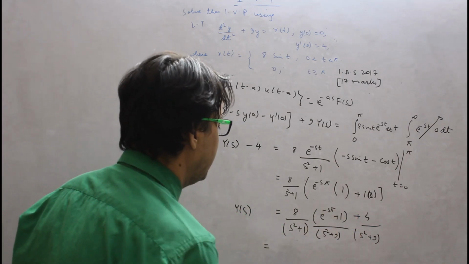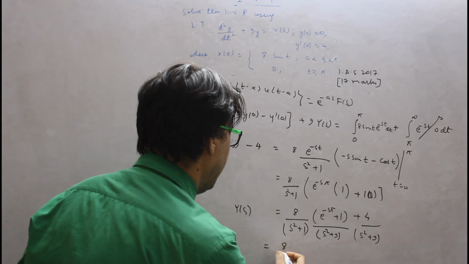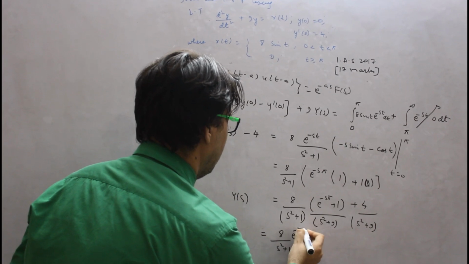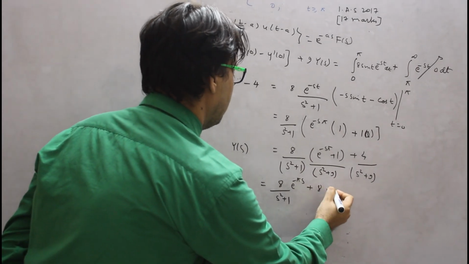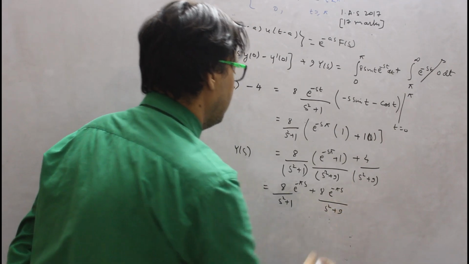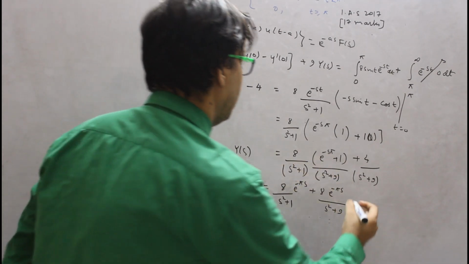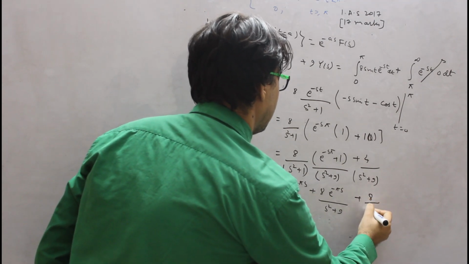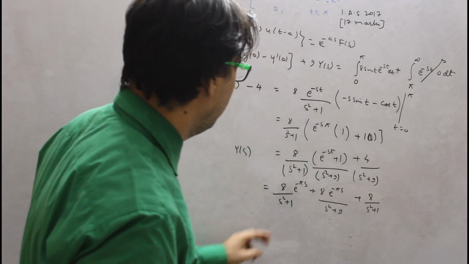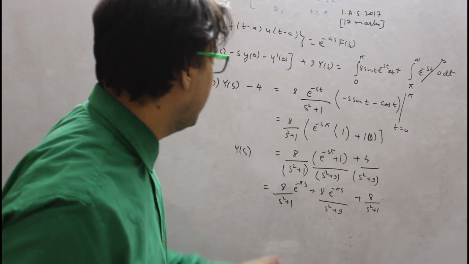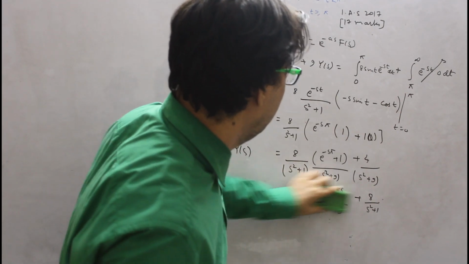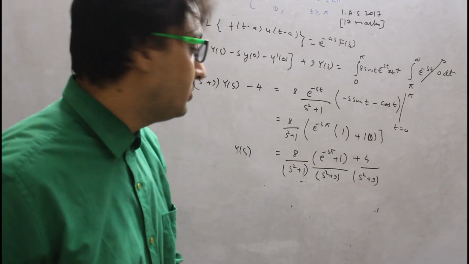So how can we write it? We can write it like 8 times s square plus 1 plus 8 times e to the power minus pi s divided by s square plus 9. Okay. Further we can write it as 8 times s square plus 1. Can we do this like this? No, we cannot do it like this. This is a fraction, so that's a mistake over here. We can't write it like this.